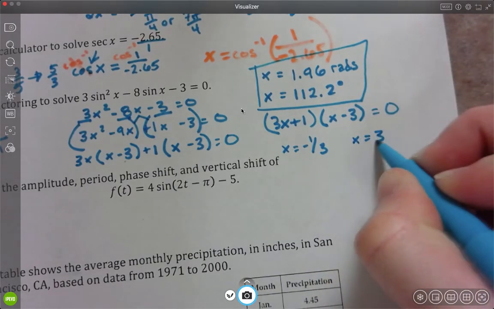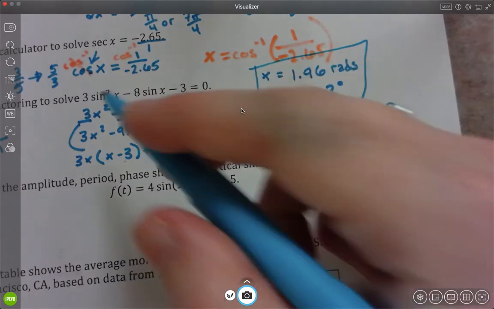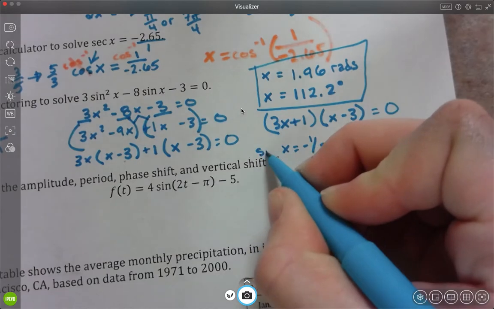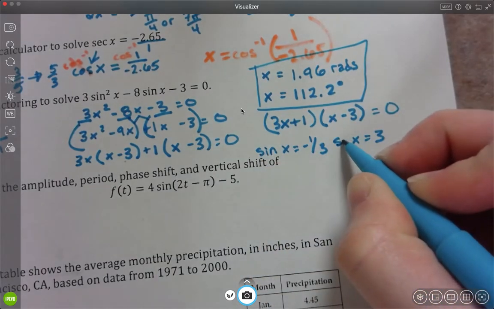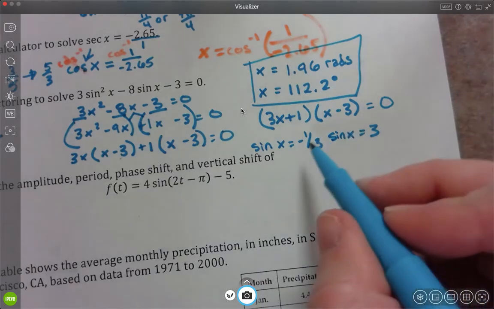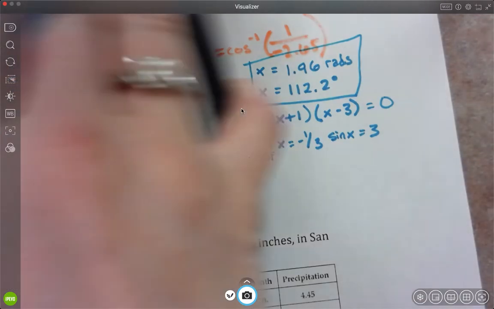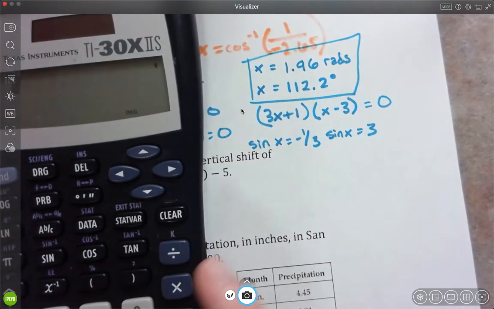But here's the deal. It wasn't x that I was solving for. I'm actually solving for sine of x. So I have sine of x equals negative 1/3, and sine of x equals 3. So what I'm trying to do is figure out what those two values are. This is the tricky one. This is a really tricky one.